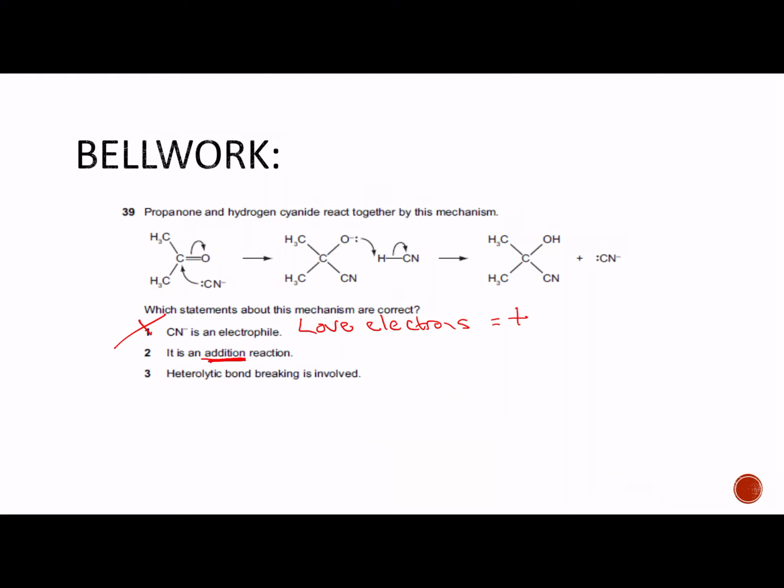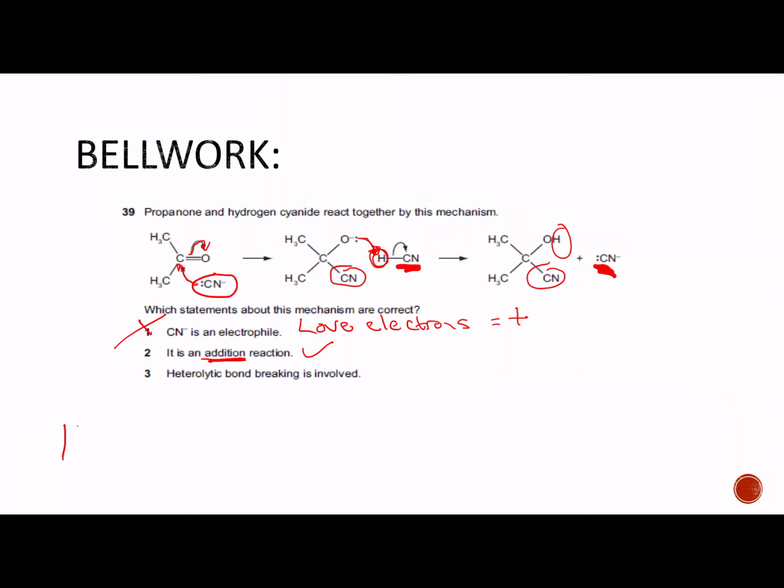So let's trace to see what happens. In this reaction, notice that cyanide is being added in. This double bond becomes a pair of electrons on the oxygen, which then reaches out to grab a hydrogen. So both cyanide is added into this molecule, and then hydrogen is added into this molecule as well. Nothing has been kicked out because this was not part of the molecule, what's on the side. So yes, it is an addition reaction. And finally, is heterolytic bond breaking involved?